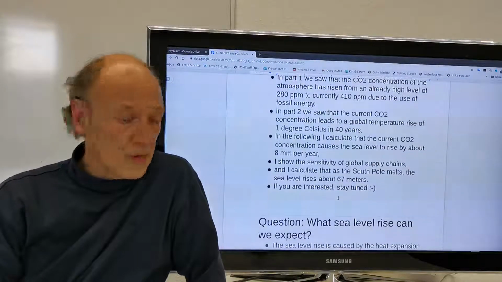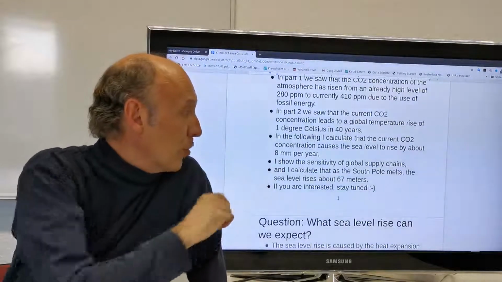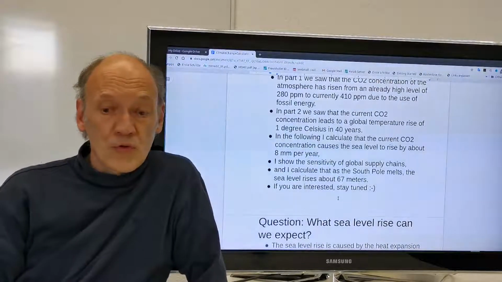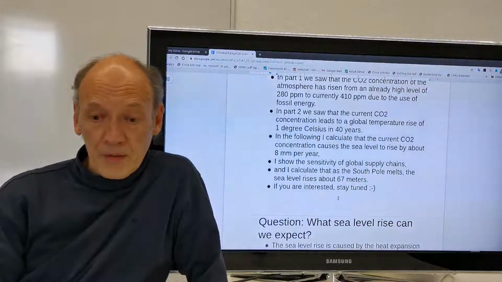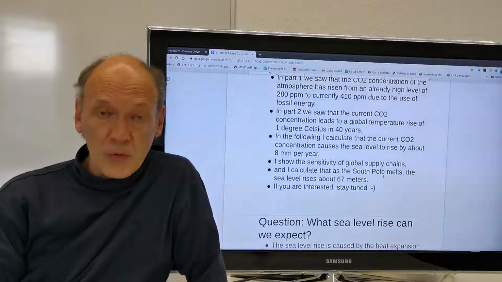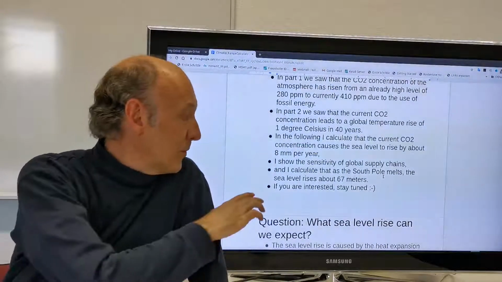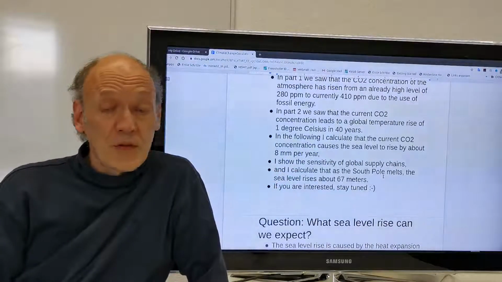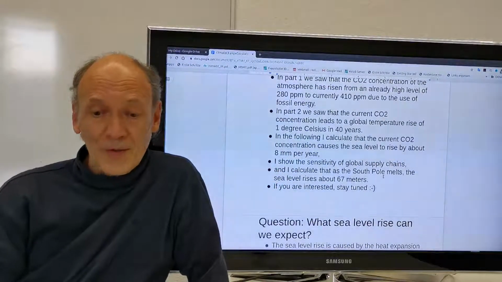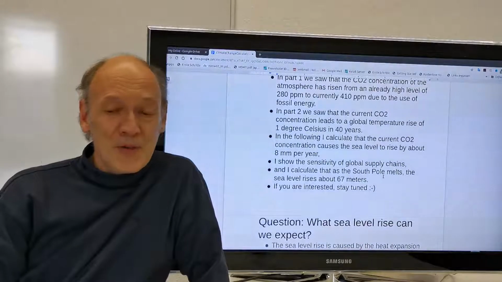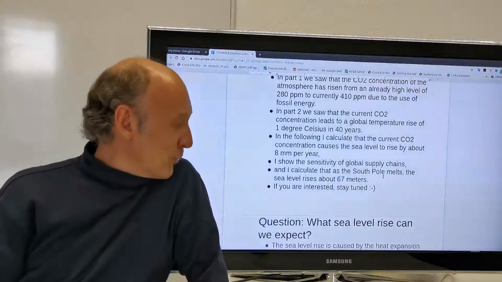And I show the sensitivity of the global supply chain to this ocean rise, and calculate that if the South Pole, or Antarctica, completely melts, then the sea level will rise about 67 meters. So that's quite a lot. So if you're interested, stay tuned.